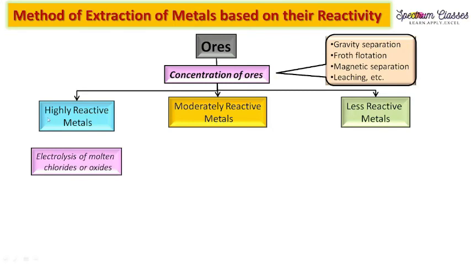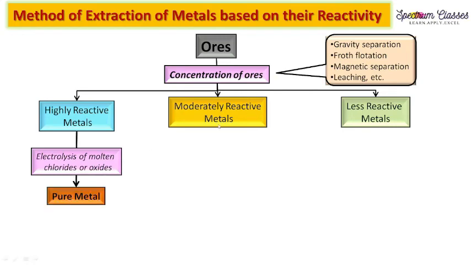Highly reactive metals can't be reduced by carbon and aluminium, I already explained the reason behind that, because these metals have high affinity towards the oxides and chlorides than the carbon and aluminium. Therefore, these metals can't be reduced by carbon and aluminium. So their electrolytic reduction is done for their molten oxides and chlorides. And in this method, we are getting the pure metal.